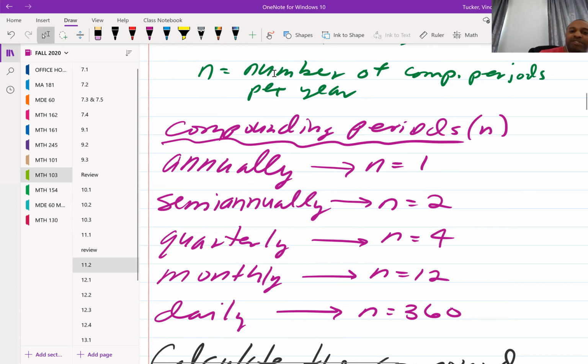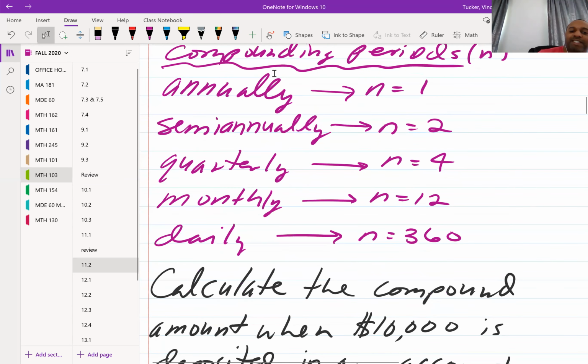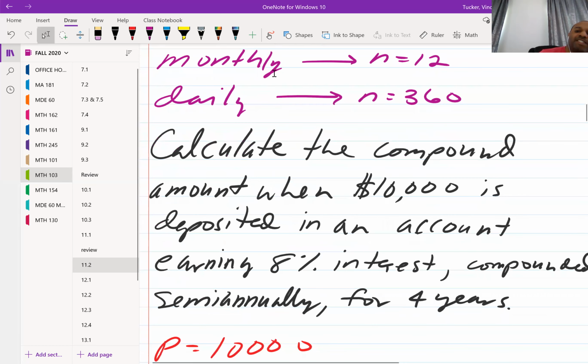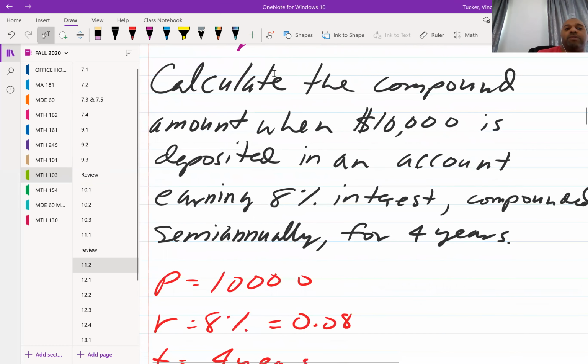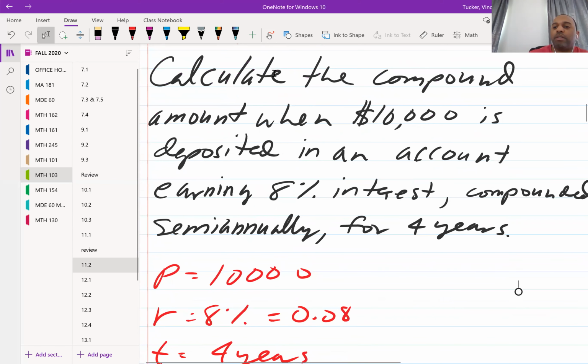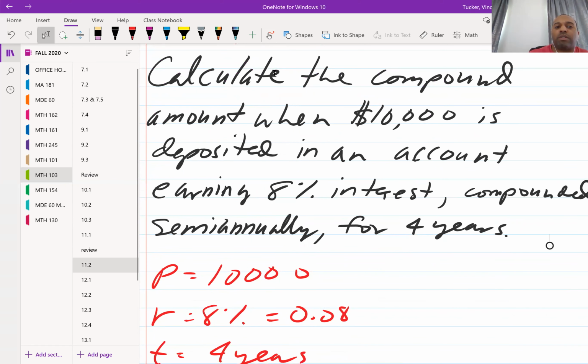All right, so let's look at the next one. You guys don't have a continuous compounding formula, so you don't have to worry about it. So let's look at this first one.